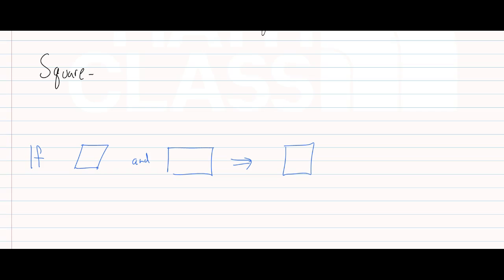Next up, we'll look at a square. The definition of a square is that it is a quadrilateral that has four congruent sides and four right angles. So if you can prove both of those things, then we can say, in fact, that it is a square.